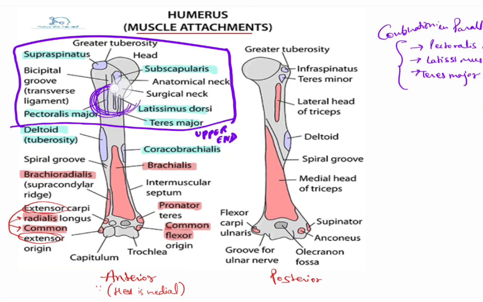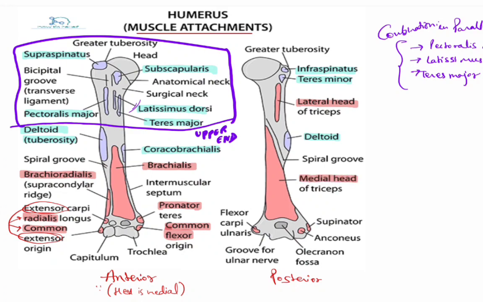Okay, now next what we will study is which muscles are on the posterior aspect. So it is very easy. On the posterior aspect we have the deltoid, okay, on the lateral surface. Rest is the two rotator cuff muscles: supraspinatus and subscapularis are anterior, so the other 2, infraspinatus and teres minor, are attached posteriorly.